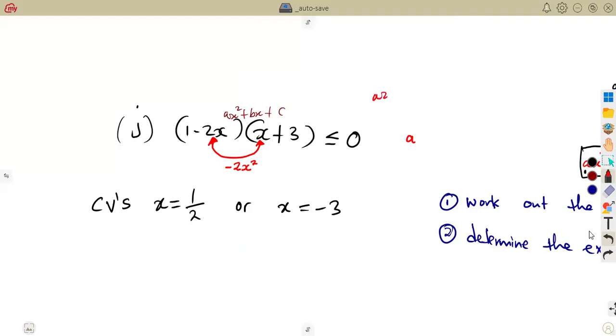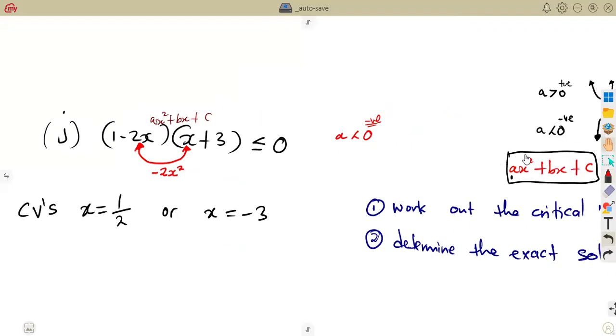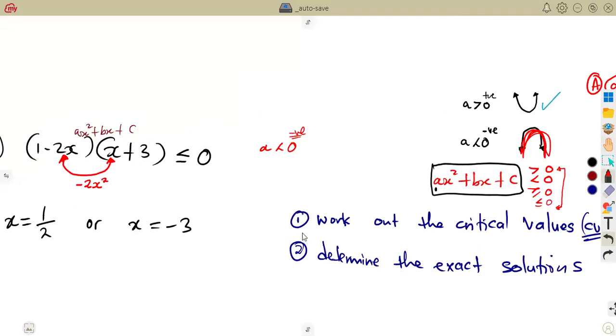So we can see that the coefficient of x squared is a negative 2. Remember, ax squared plus bx plus c when you expand. So you can see that the coefficient of x squared, our a there, is what? Is a negative. Our a is less than 0. It's a negative value. So if less than 0, we are going to have this. This is our condition of our question now.